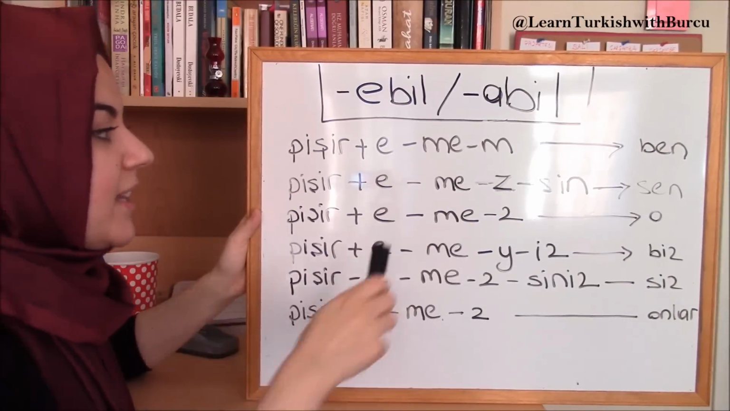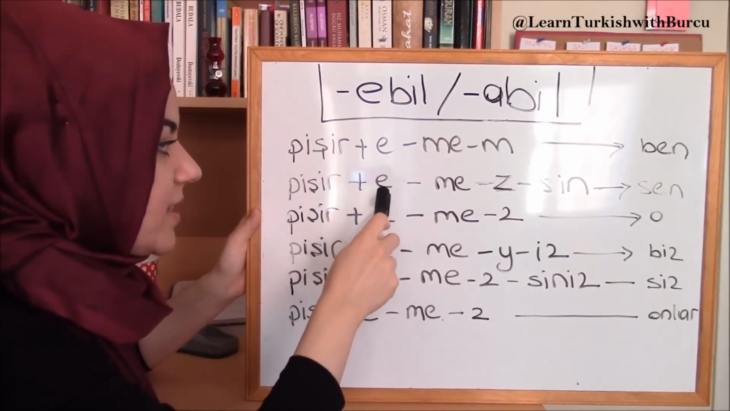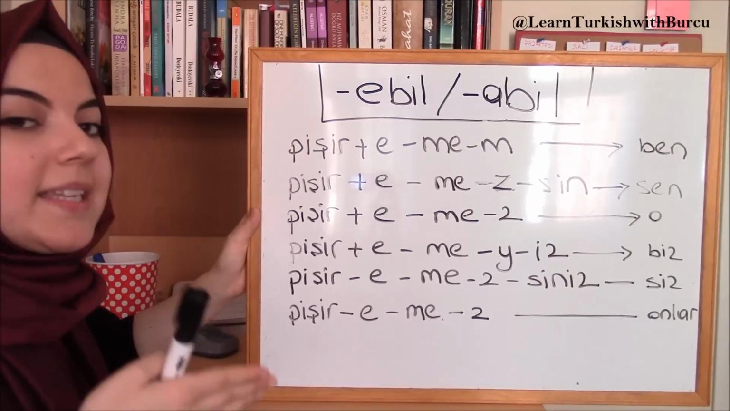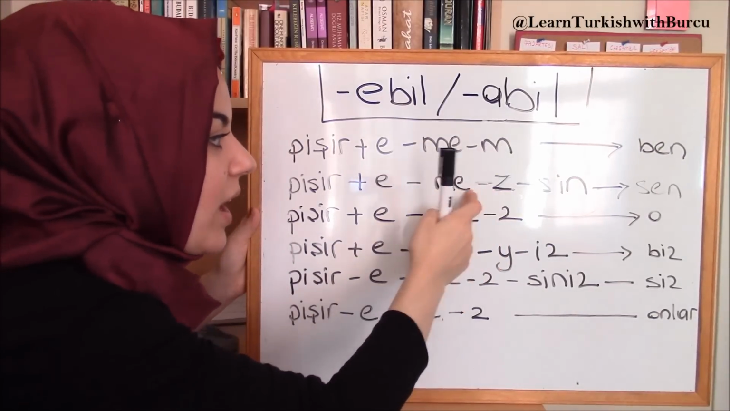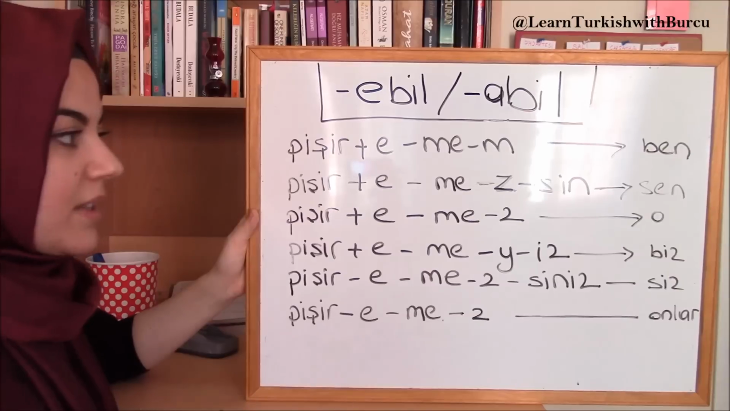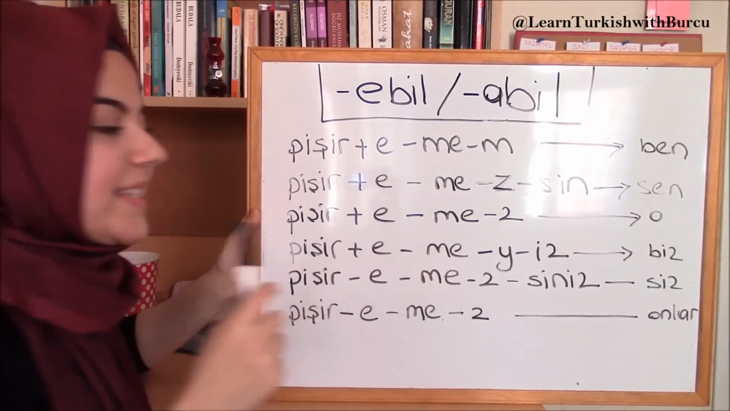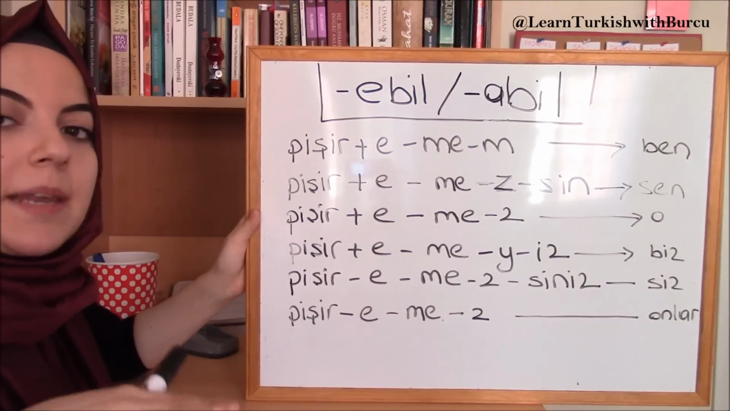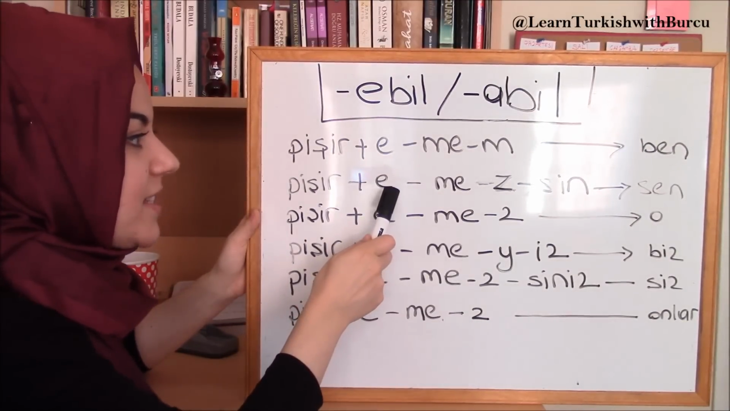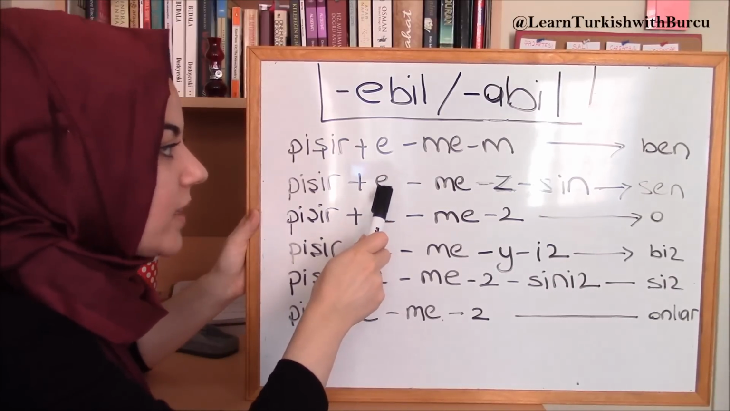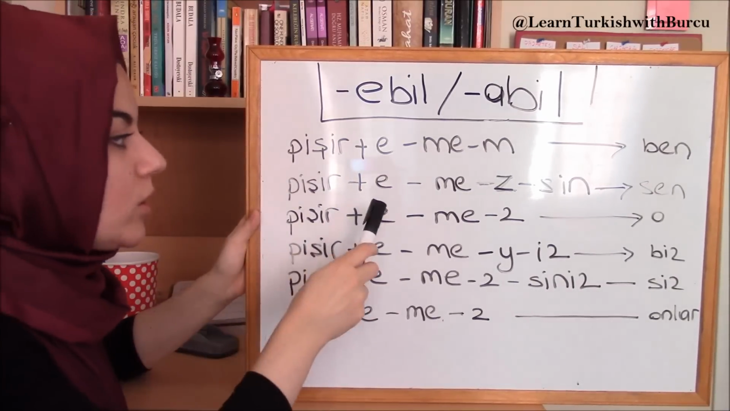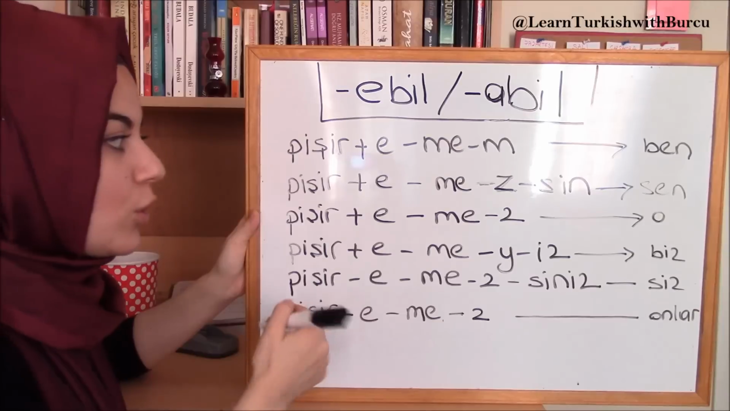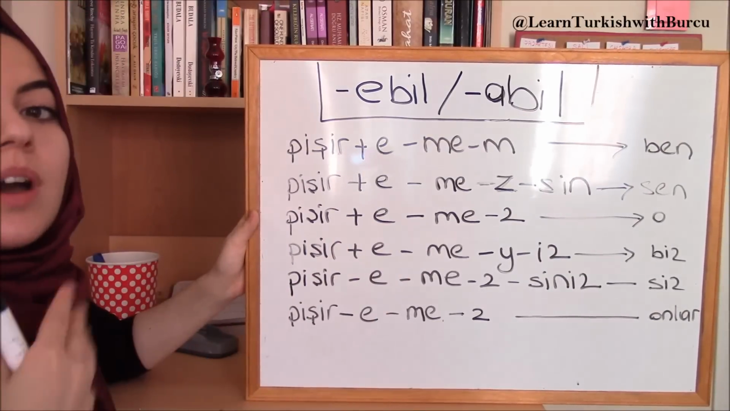Again, pişiremezsin. When I add the ability suffix, it doesn't change anything. We are just talking about ability now. It's still in the simple present tense. That's why we have our simple present tense suffix. Sen pişiremezsin. Sen pişirmezsin, you don't cook. There is only one sound that changes the meaning. Pişirmezsin, you don't cook. Pişiremezsin, you can't cook.